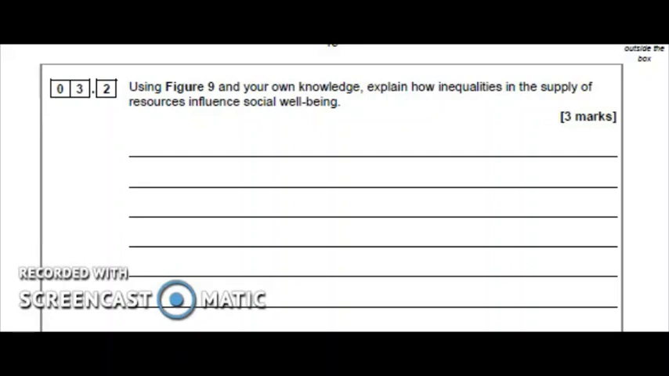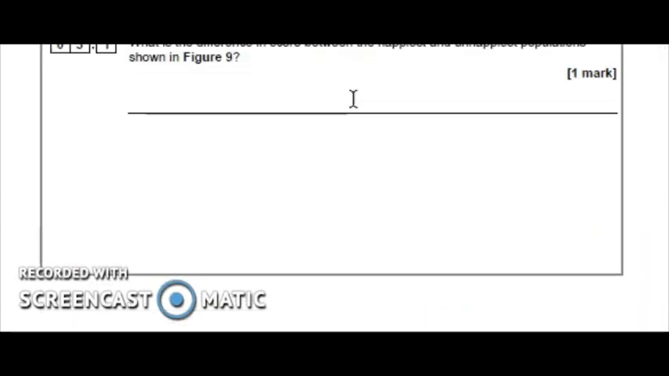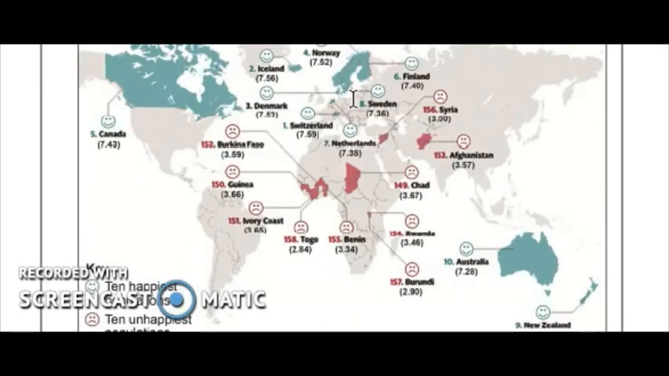3.2, using figure 9 and your own knowledge, explain how inequalities in the supply of resources influence social well-being. So basically, we've got to use the figure and explain how this links with inequalities. So basically, how the supply of resources is so unequal influences the happiness of people. So if we look up at the figure, what have we got to help us in our answer? We've got place names, we've got numbers, so let's make sure we use them.